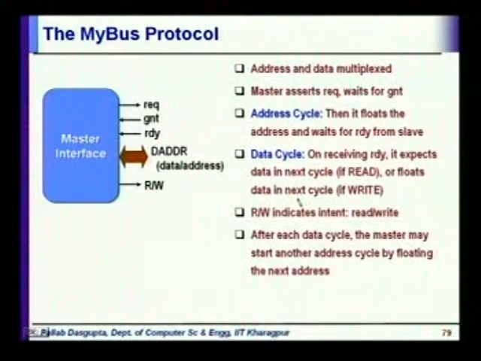If the master is writing, then immediately on getting ready it will float the data on the bus, and if it is a read transaction, then as soon as it gets ready it will expect that the data is available in the bus, right. The RW signal indicates whether it is a read transaction or a write transaction. After each data cycle, the master may start another address cycle by floating the next address. So, let us say that this is the simple protocol that it follows.